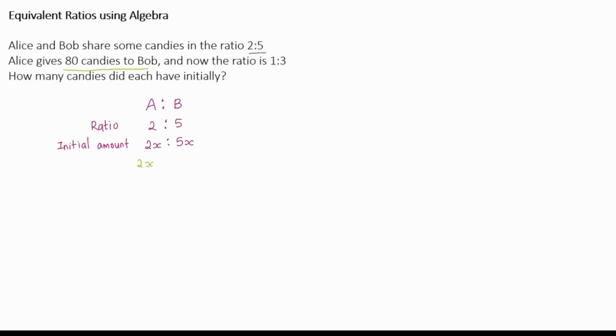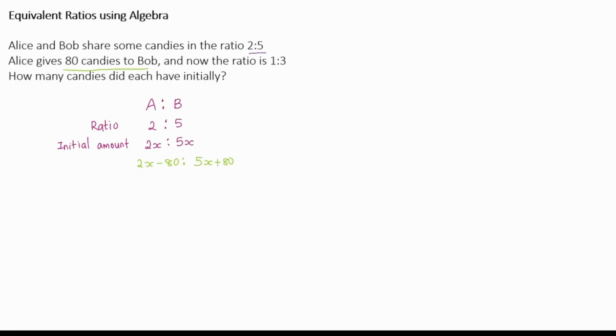We are then being told that Alice gave 80 candies to Bob. So from the initial amount that Alice had, which was 2x, she gave 80 to Bob, meaning she took away 80 from her. So we're going to write this as 2x minus 80. And because she's giving them to Bob, we are going to write this as 5x plus 80. So we are adding them onto the amount that Bob has.